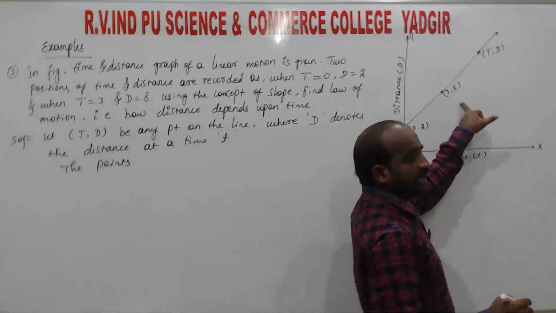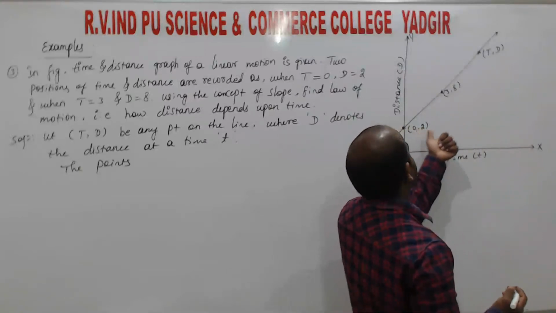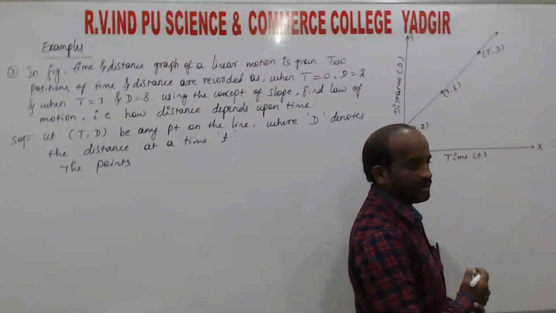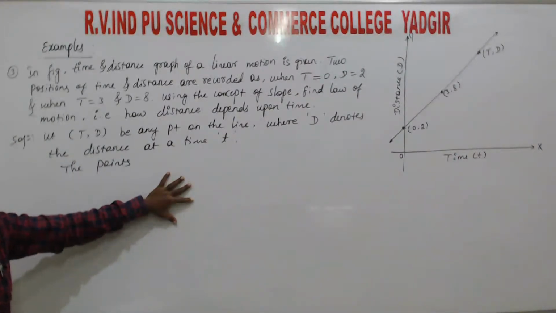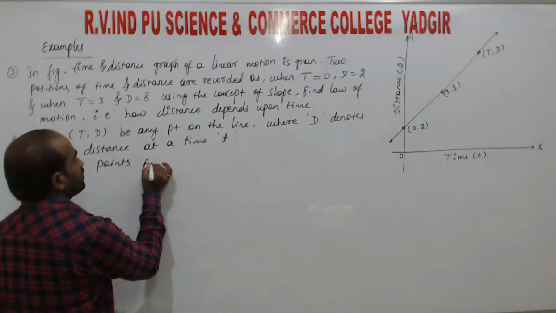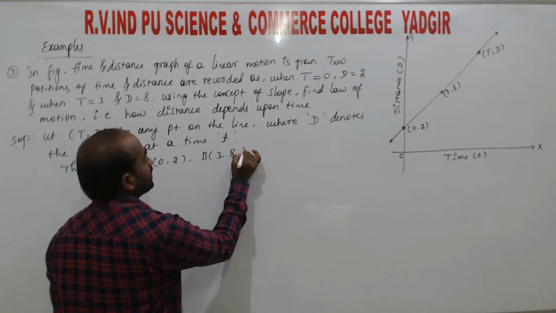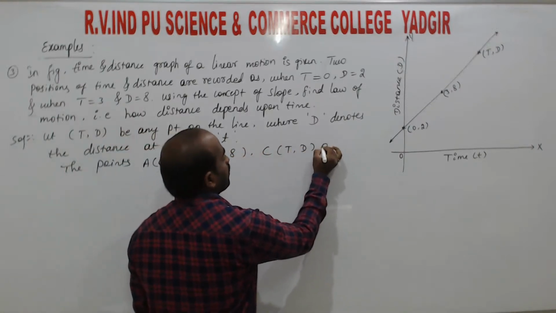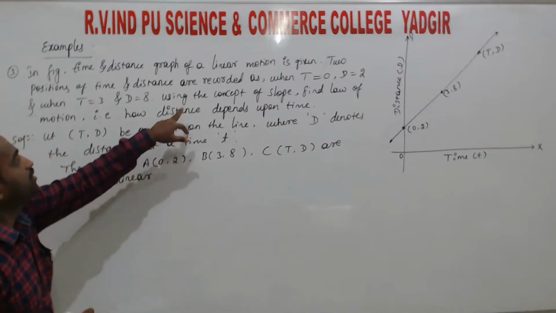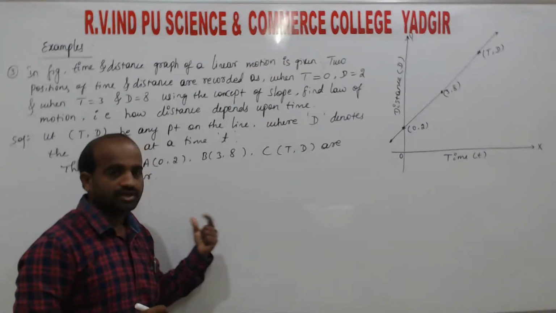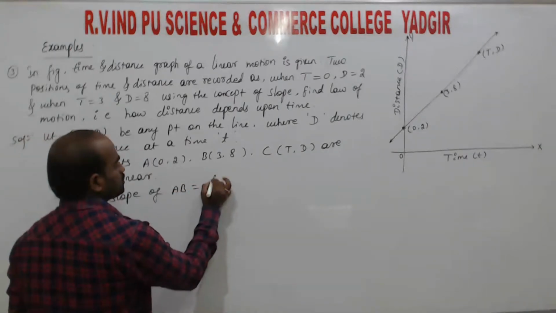Now we have to mention the points A, B, C. These 3 points are collinear, lie on the same line. The points A (0, 2), B (3, 8) and C (t, d) are collinear. Collinear means, as already mentioned, using the concept of slope, that slope of AB equals slope of BC.